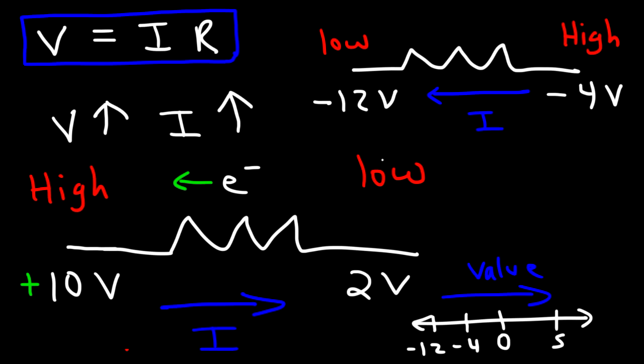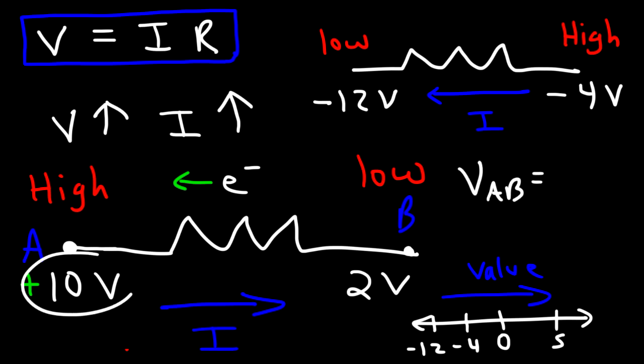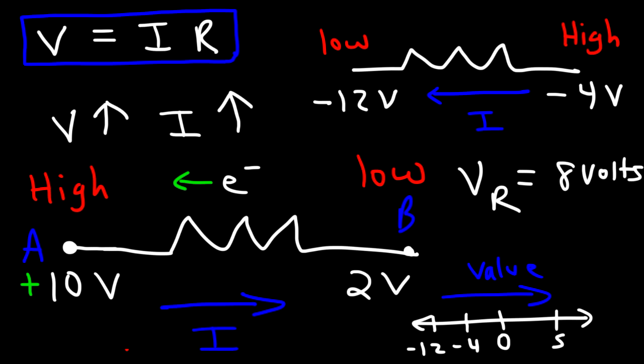Now, here's a question for you. Let's focus on this picture. What is the voltage across the resistor? You need to understand the difference between electric potential and voltage. Let's call this point A and this point B. The electric potential at point A is positive 10 volts, and the electric potential at point B is 2 volts. Voltage is the difference between the electric potentials of 2 points, so it's the electric potential difference of 2 points. So the voltage across the resistor is the difference between A and B. In that case, the voltage across that resistor, we can call it VR, is 8 volts. It's the difference between those 2 points.